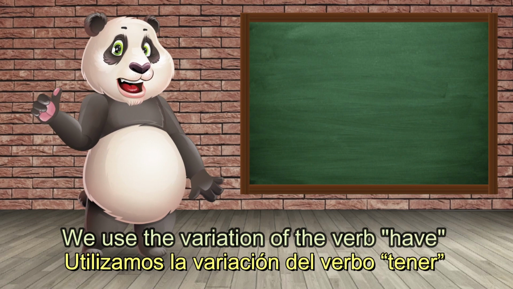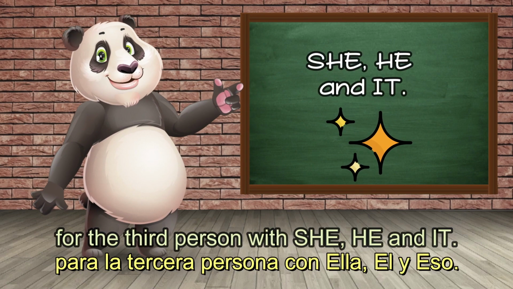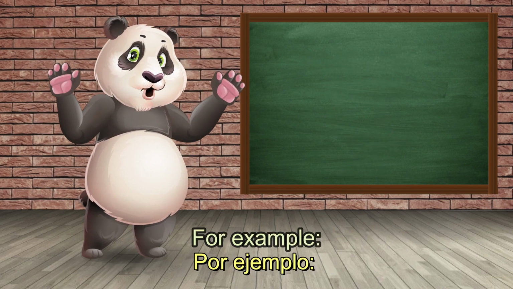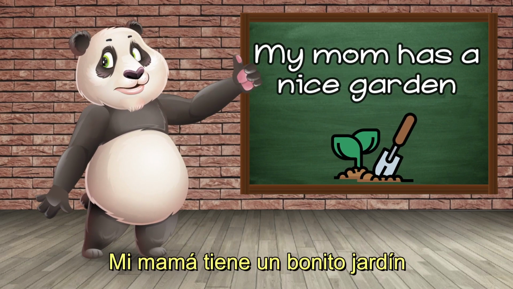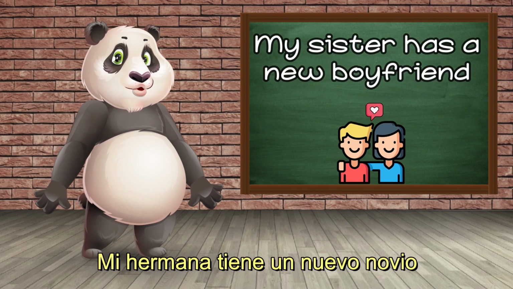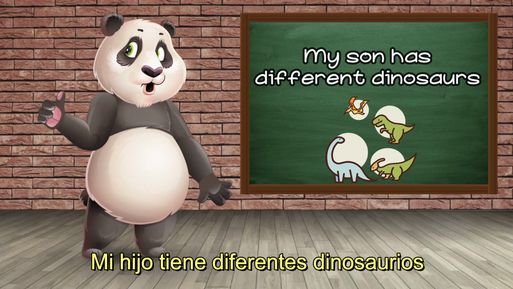We use the variation of the verb have for the third person with she, he, and it. For example, my mom has a nice garden. My sister has a new boyfriend. My son has different dinosaurs.